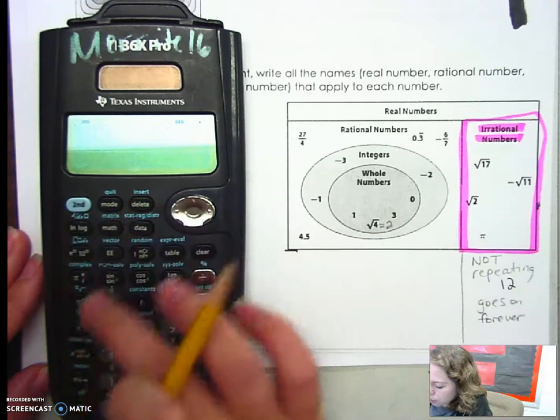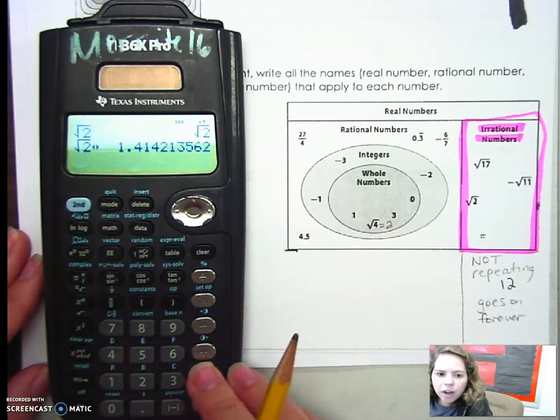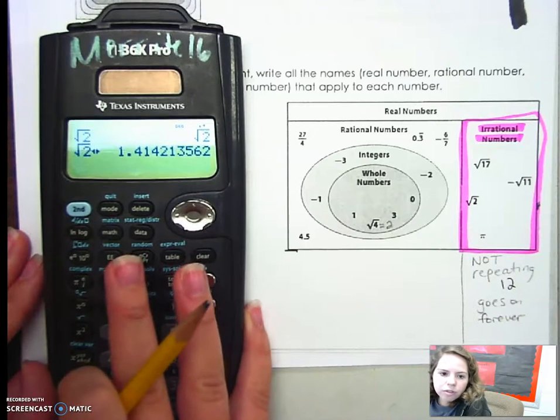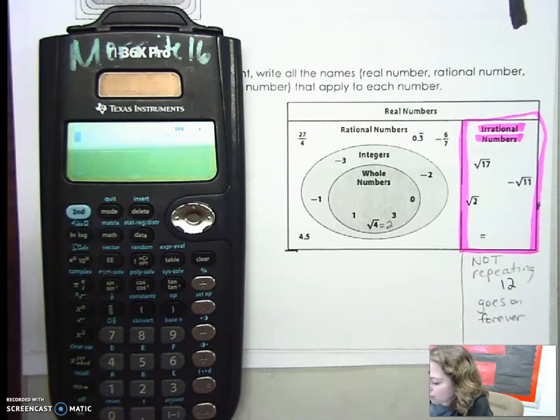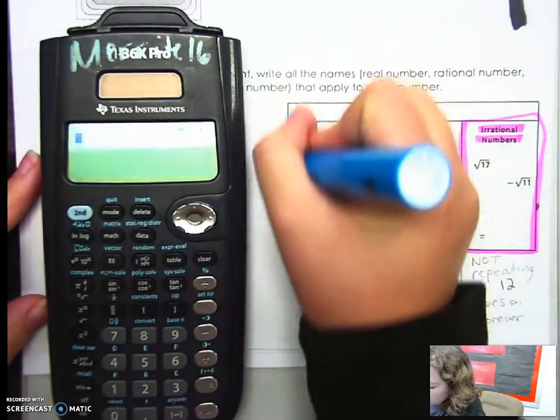And if I do the square root of 2, it's going to go the same way. It goes 1.41421356. That goes on forever also, and it's not repeating. Huh, interesting. On the other hand, all of these are our rational numbers.